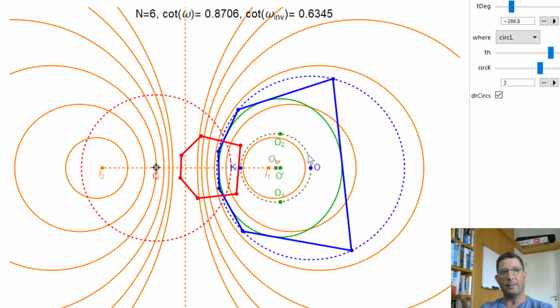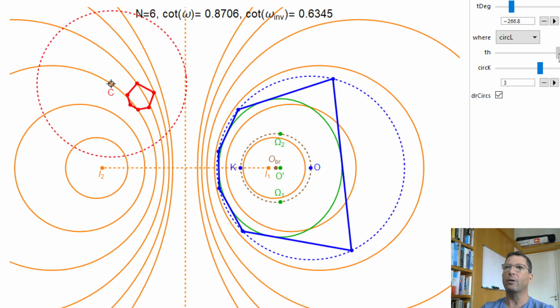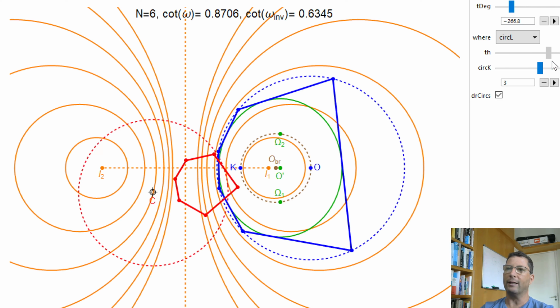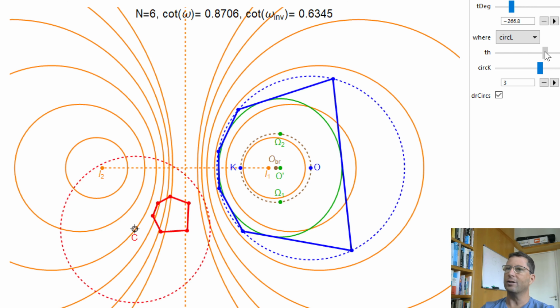But the main result that I want to share with you is that if I slide C along any one of these circles in the pencil, the cotangent of my inversive Brocard angle remains constant. So let's do that. I'm going to slide C along a circle, as you can see here, and I'm tracking what that inversive polygon looks like. And I can show you that the cotangent of the Brocard angle of the inversive is actually constant.